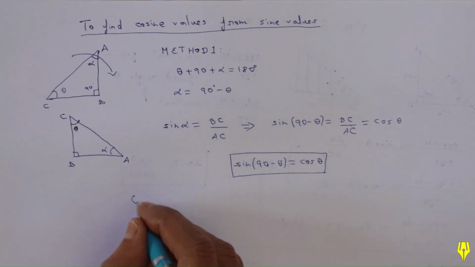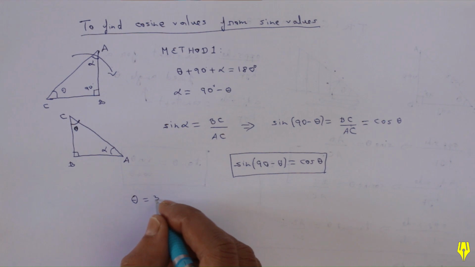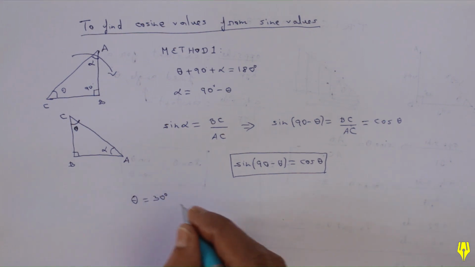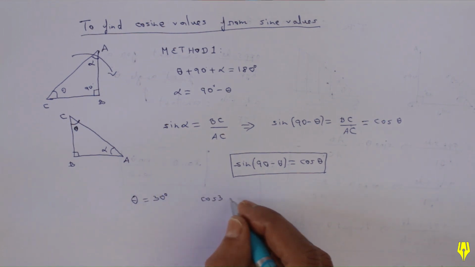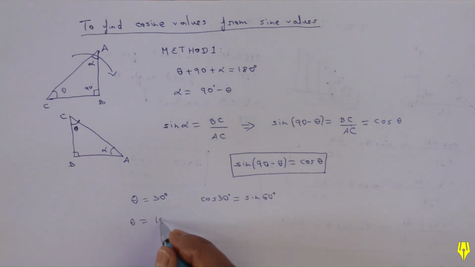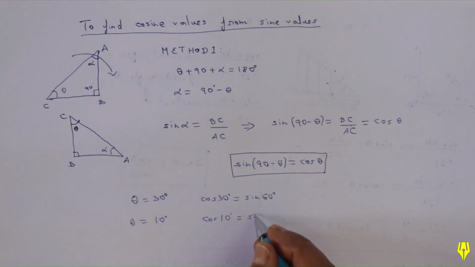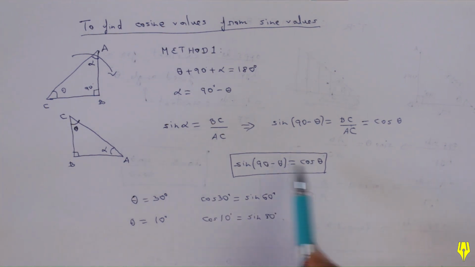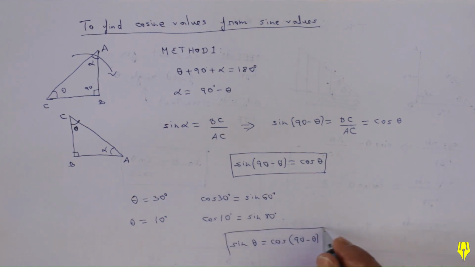So what does this tell us? If we have a table of all sine values from 0 to 90 or 0 to 180, then we can find the corresponding cos theta values. Suppose theta is 30, then cos 30 will be sine of 90 minus 30, that is sine 60. Similarly, we can find the sine values if we have only the cos values, just the converse of that. Sine theta is cos of 90 minus theta.